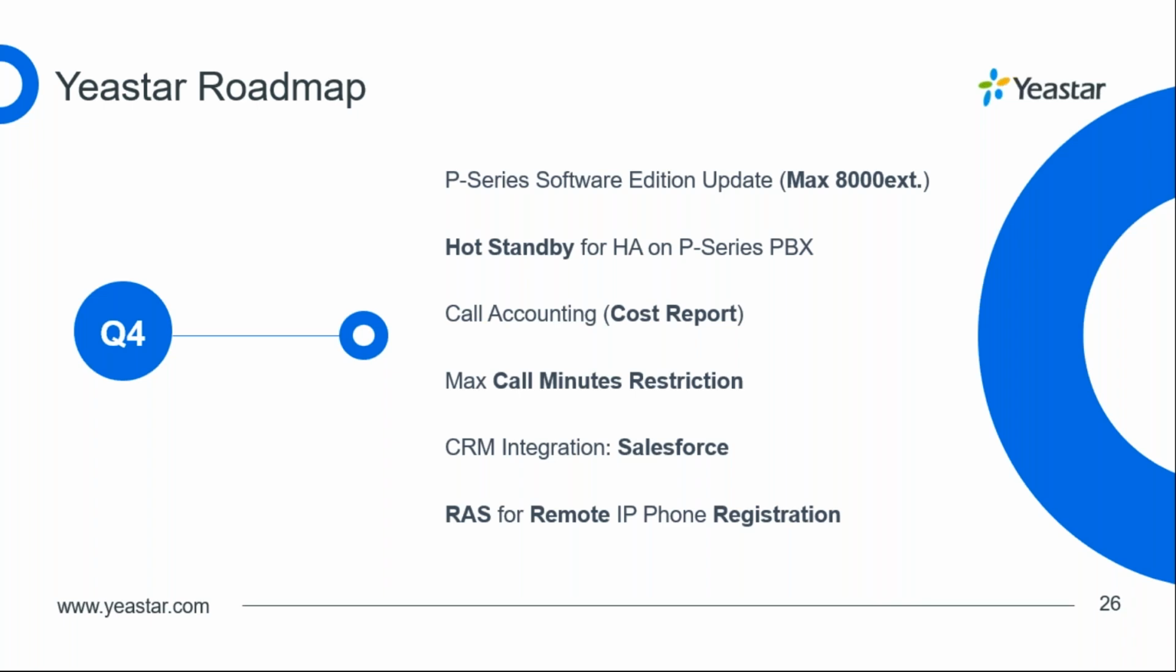This is like a custom report. That will also be supported, like the billing solution. And then max call minutes restriction. This is for security enhancement. And CRM integration: currently we can support Zoho integration, and for the next step will be Salesforce. Salesforce will be supported by the end of this year. And the last one is going to be remote access service for remote IP phone registration. That's great, guys. By the end of this year, you can even use the FQDN for your IP phone registration. That's what we're going to do for the rest of this year.